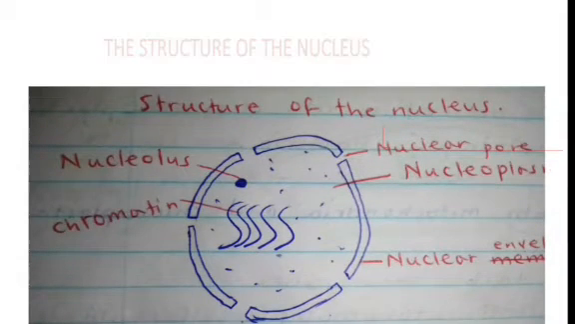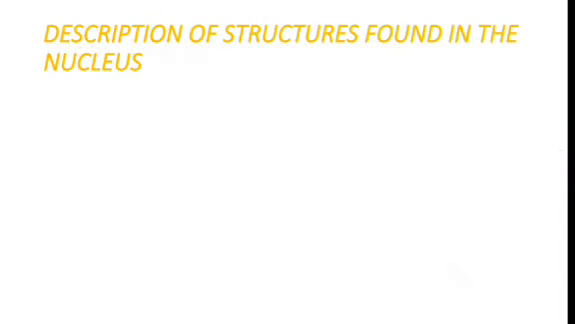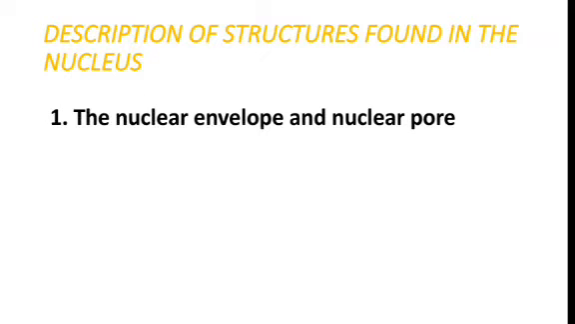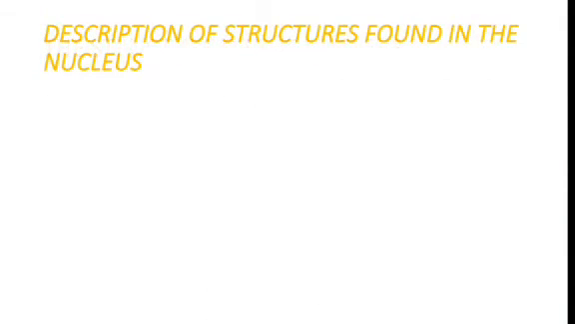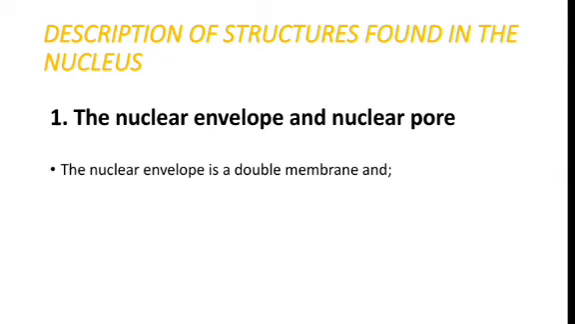Having looked at the structure of the nucleus, now we are going to look at the description of the structures found in the nucleus. These structures which you have seen in the nucleus, what do they do? What is their function? And now we are going to start with the nuclear envelope and the nuclear pore. As you saw from the diagram, we have the nuclear pore and then the nuclear envelope. So now, what are their functions? What do they do in the cell? That is what we are going to look at.